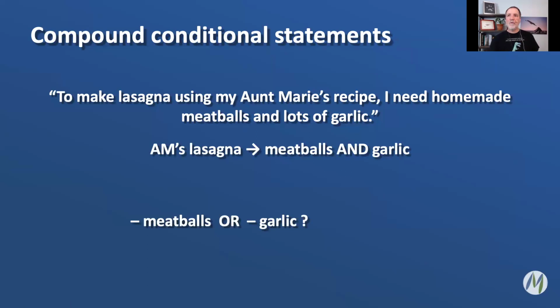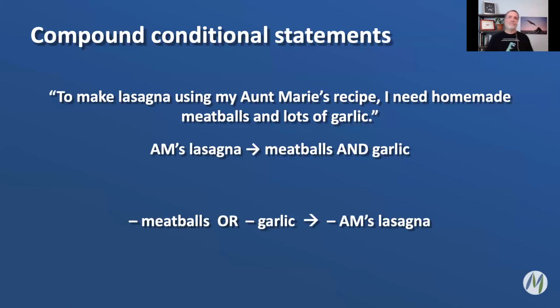Well, what if I don't have homemade meatballs or I don't have garlic? What if I don't have one thing or the other? If I don't have one thing or the other, then I can't make Aunt Marie's lasagna. So there you go, a real world example using Aunt Marie's lasagna of the contrapositive of a complex conditional statement.